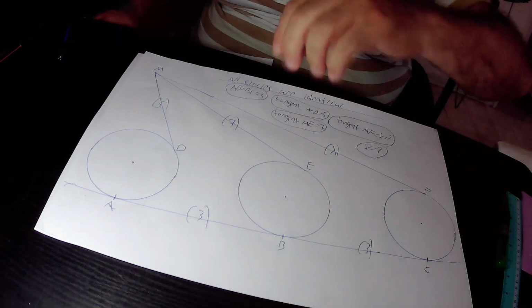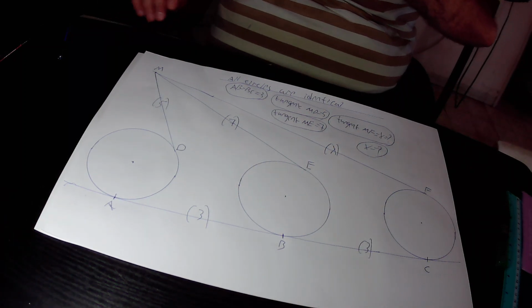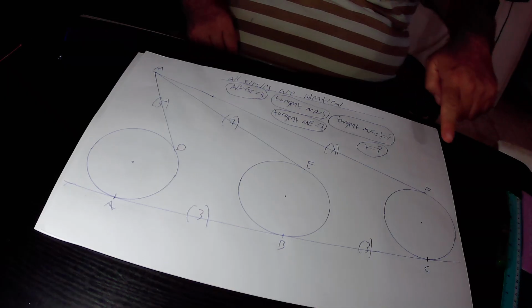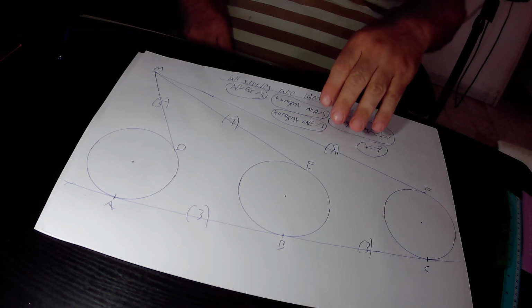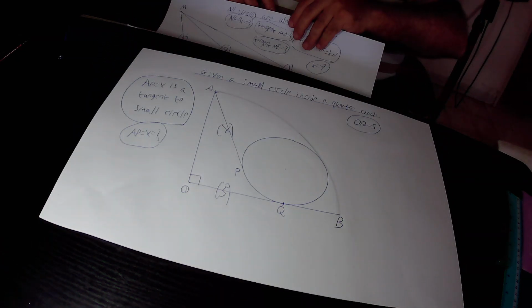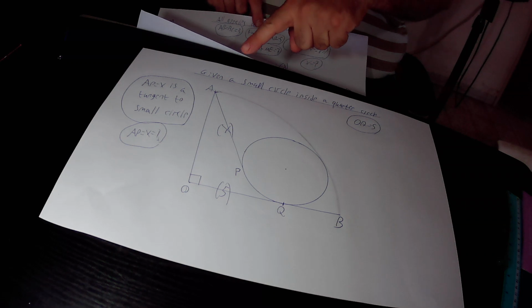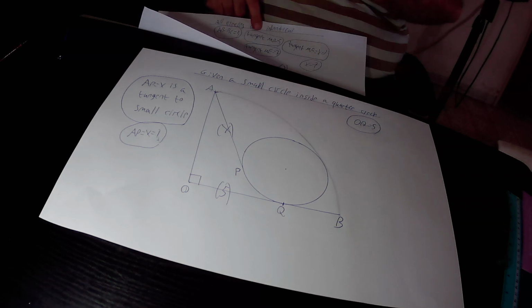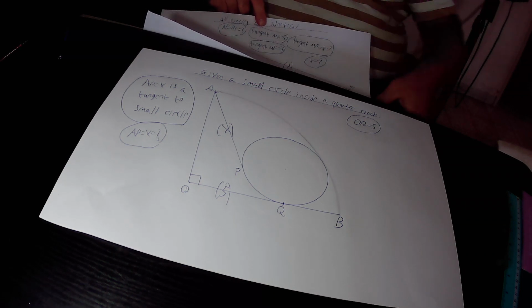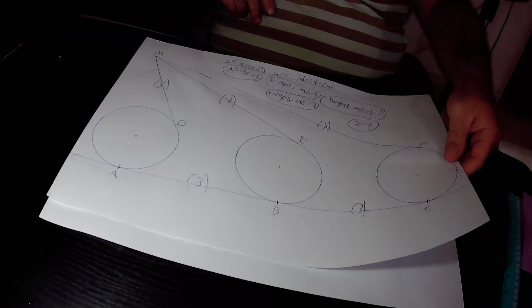Hello, in this lecture we'll answer two questions. The first question, we find out the length of tangent MF that is equal to x. And the second question, we find out the length of this tangent AP that is also equal to x. So I start with the first question.